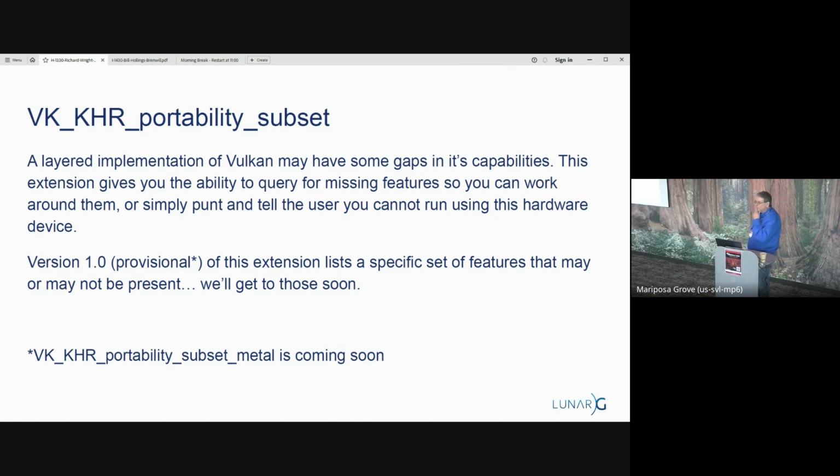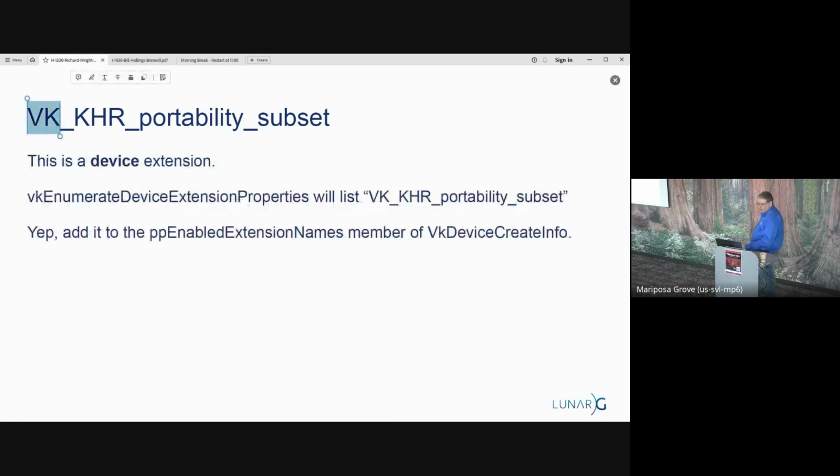By the way, this is a provisional extension, and I think it might actually be on hospice at the moment. There is a new portability subset Metal coming soon. I'll let Bill speak to that. He knows more about it than I do. We're probably not going to get rid of this because we don't want to break everybody's code. So I think it may hang around for a while, but portability subset Metal is going to be the new hotness in that range. Wow, I'm editing on the fly.